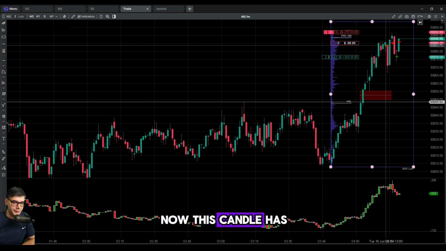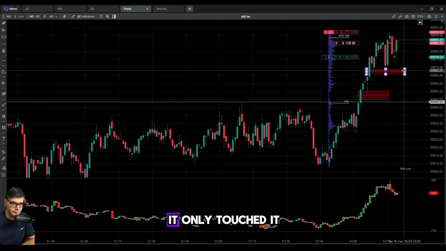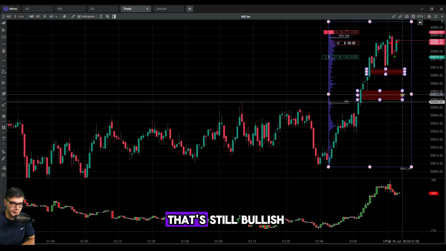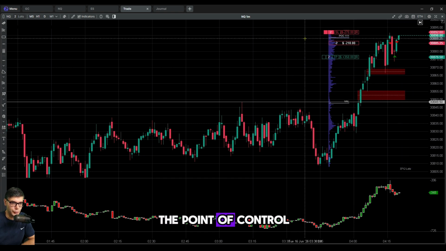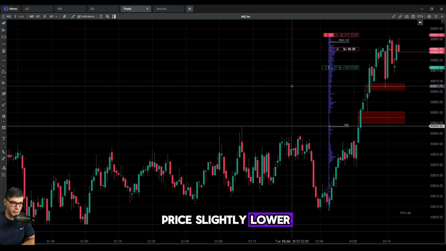Now this candle has entered a fair value gap in here. It only touched it. That's still bullish. It failed to close below it. The point of control, you guys can see it is increasing, 112 contracts. So sellers are still insisting to push the price slightly lower.